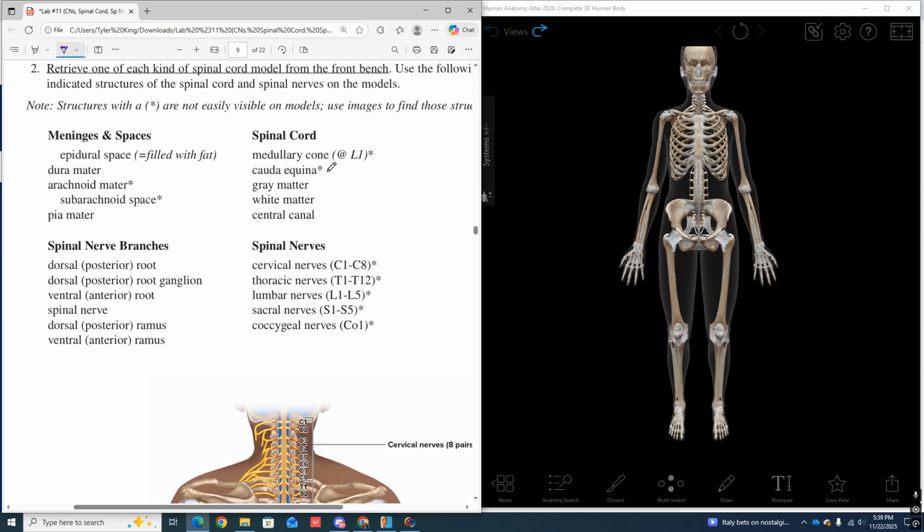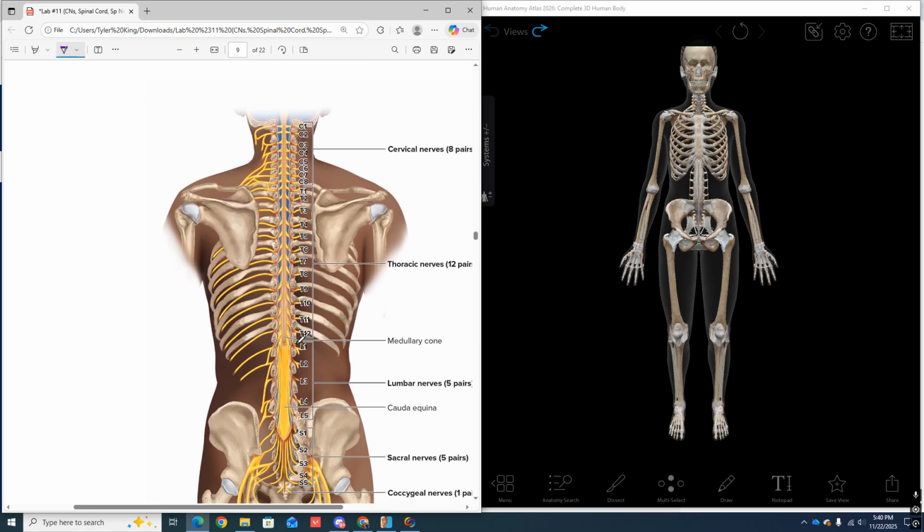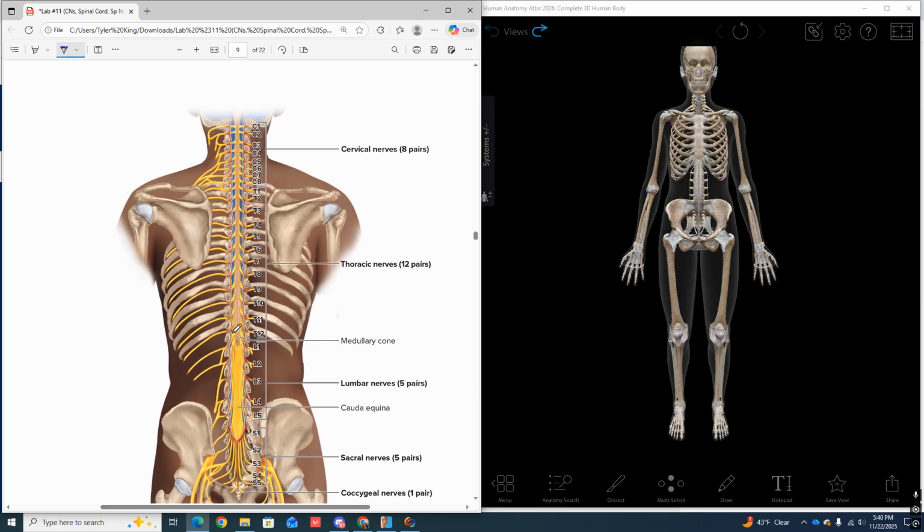Let's see what else here. A couple other landmarks that I want you to know: medullary cone and cauda equina, best seen here on this model. The medullary cone, or the conus medullaris, is the tapered end of the spinal cord. It ends roughly around the level of L1 in most adults, which is a learning objective you should know. The spinal cord basically looks like a big cylinder. As it gets closer towards L1, it starts to have a cone-shaped end. If you think about a cone, it has a pointy end. That's what it looks like. That's what the medullary cone, or the conus medullaris, is.